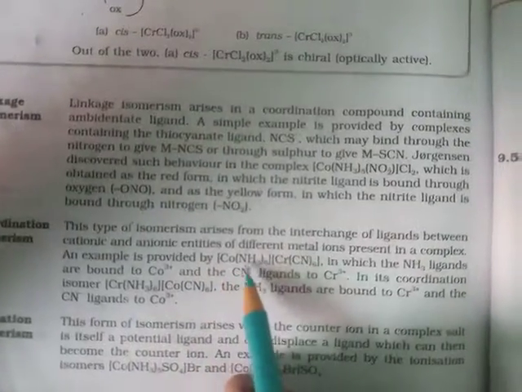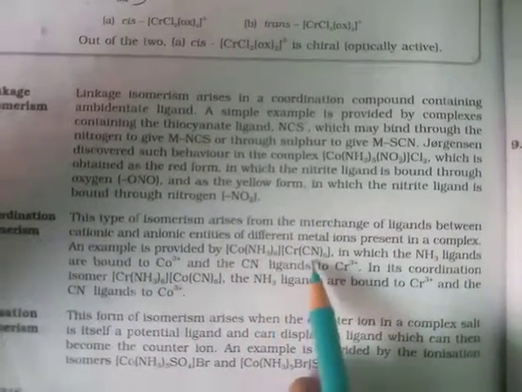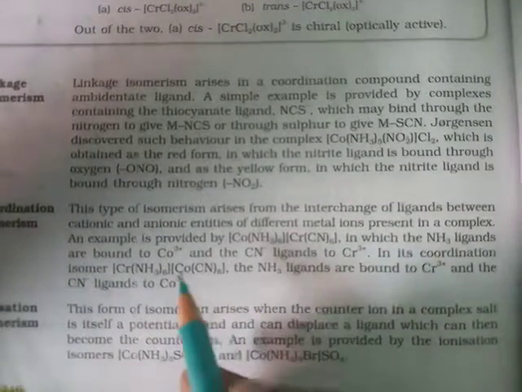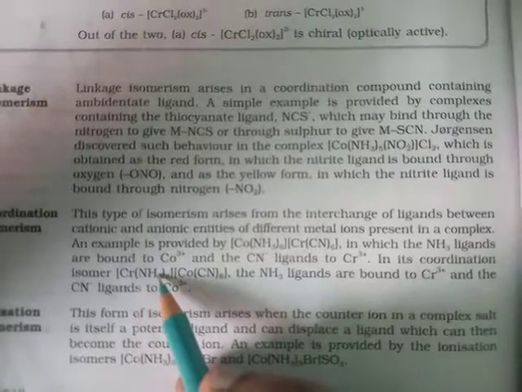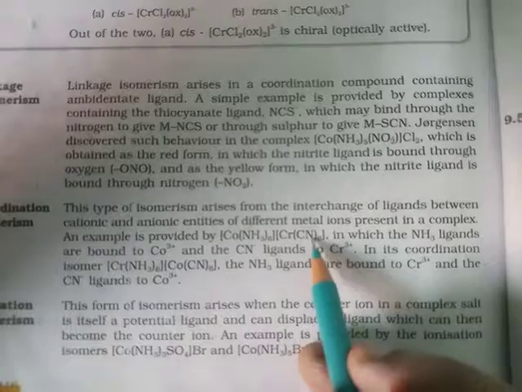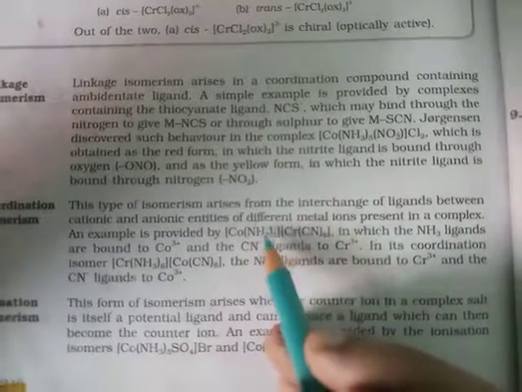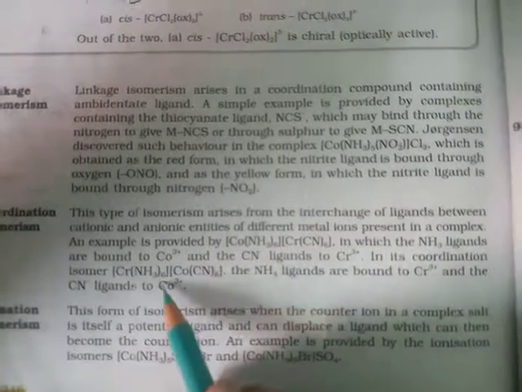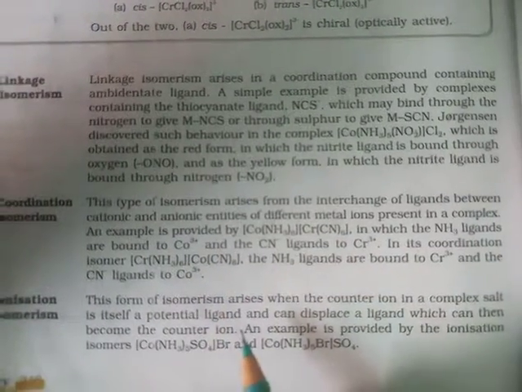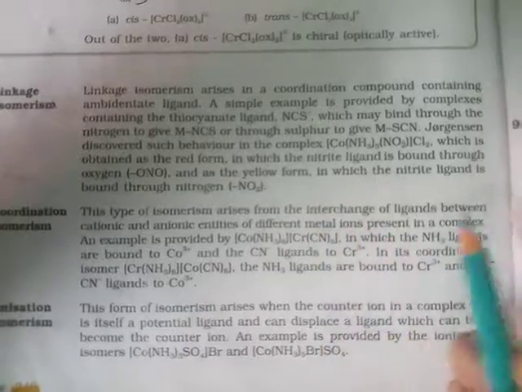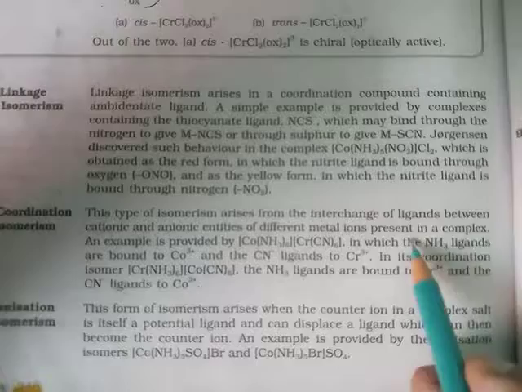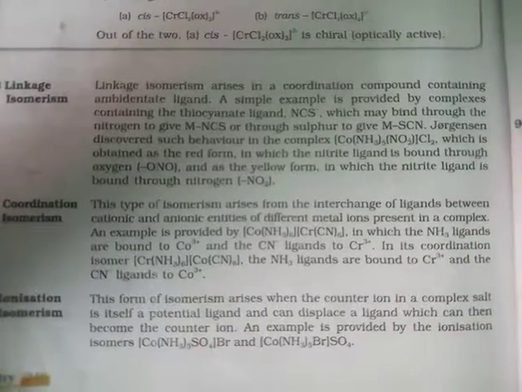Say यहाँ पे भी अगर दिया हुआ है Co(NH3)6 Cr(CN)6, तो अगर एक नया हम लोग स्ट्रक्चर देखें तो Cr(NH3)6 Co(CN)6, ये दोनों चीज़ एक्सचेंज हो गया. NH3 चल गया पूरा 6 का 6 यहाँ, CN पूरा 6 का 6 यहाँ आ गया, तो Cr(NH3)6 Co(CN)6. This is what coordination isomerism is. It arises from the interchange of ligands between cationic and anionic entities of different metal ions present in a complex. It is written quite clearly.